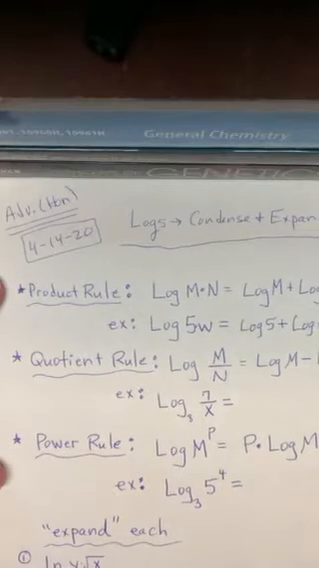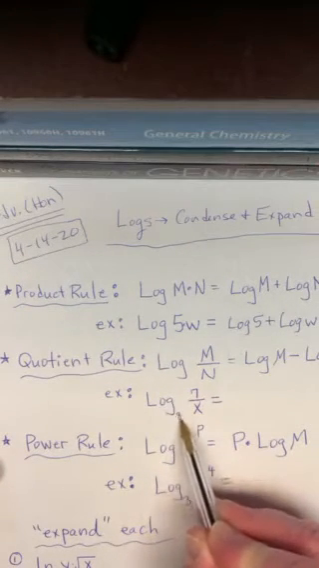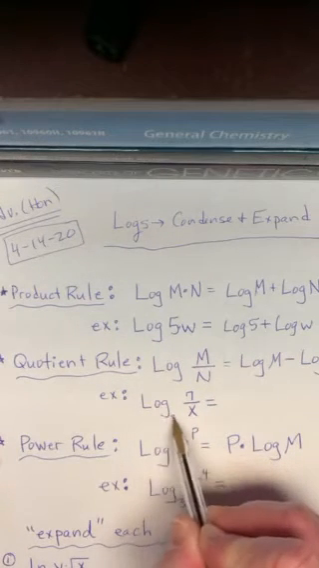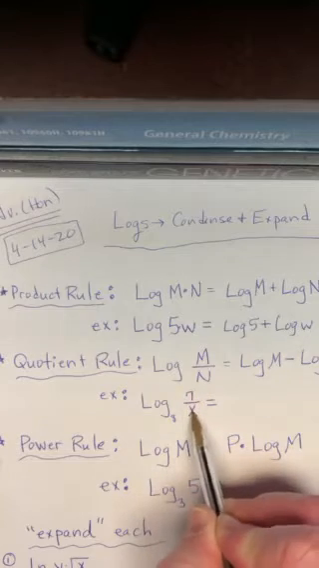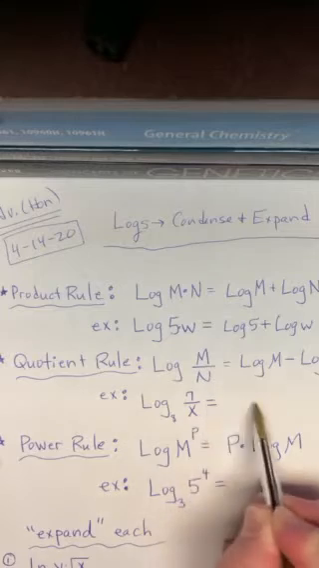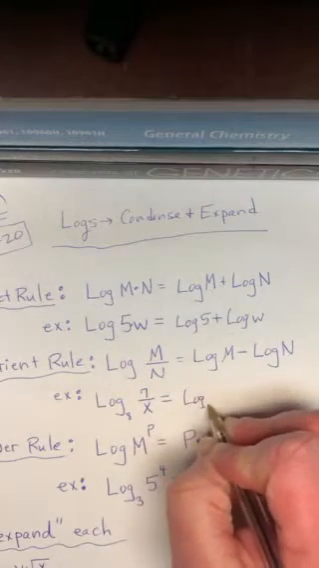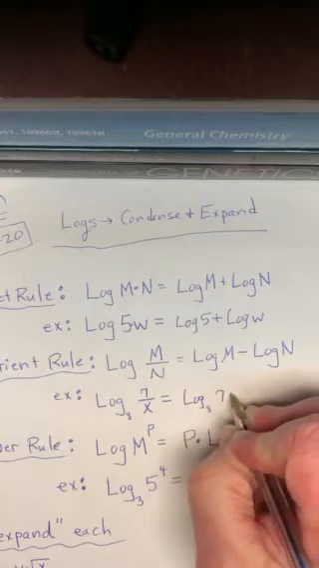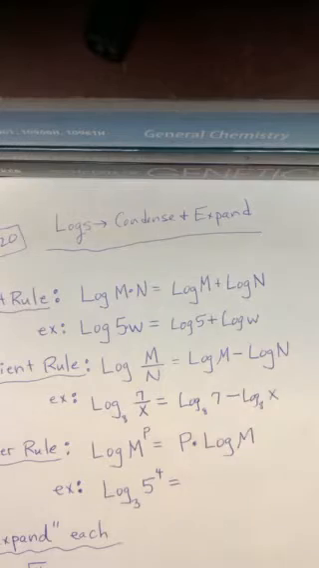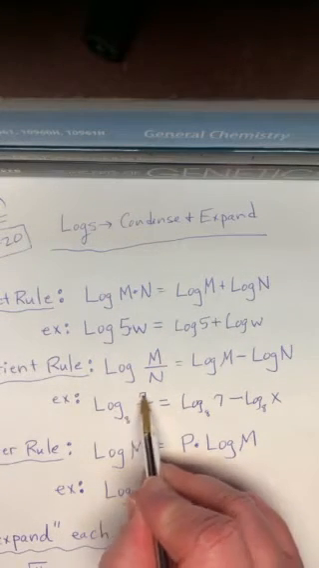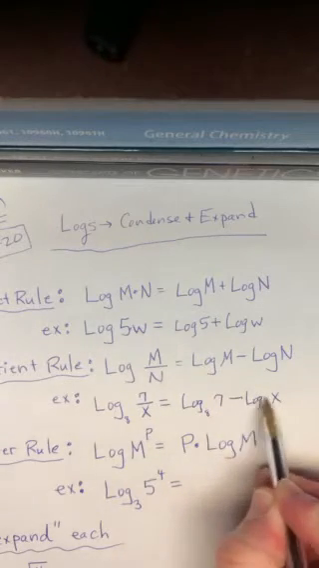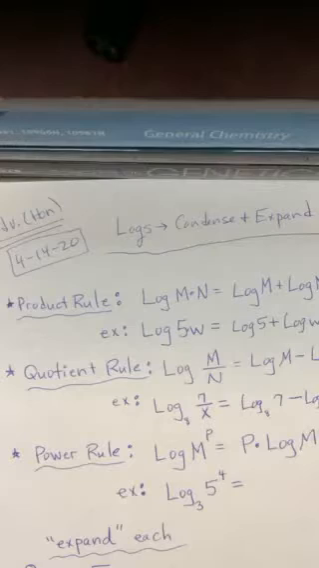So the example I've got, log, notice I have a base of 8 this time. Again, the base is rather irrelevant. Log base 8 of 7 over x. Oh, it's the log of m over n. So I can change it into the log base 8 of 7 minus, and then write log base 8 of x. So the log of m over n can be changed into the log of m minus the log of n. That's the quotient rule.